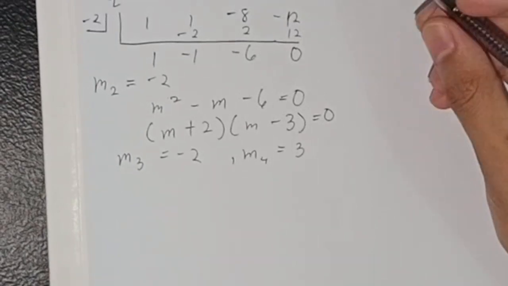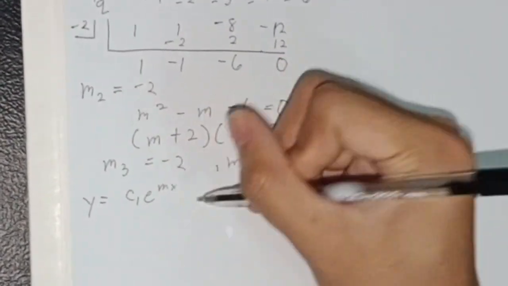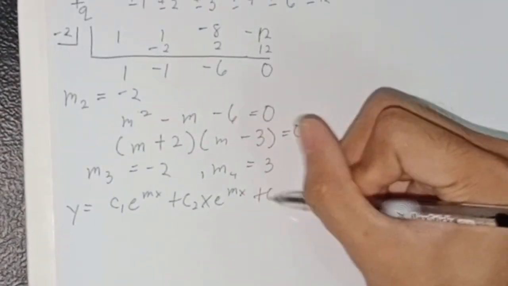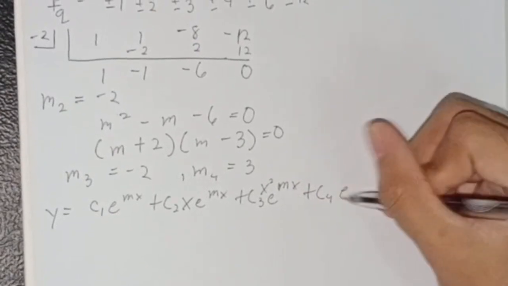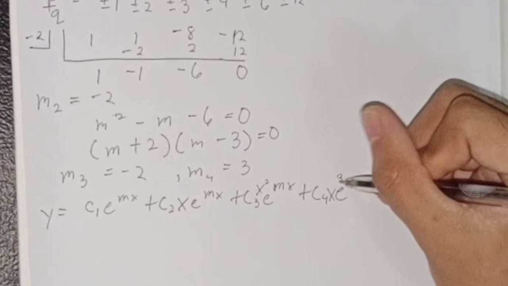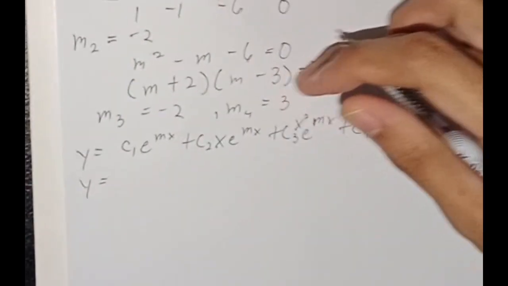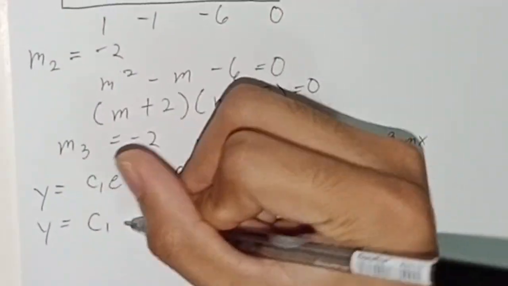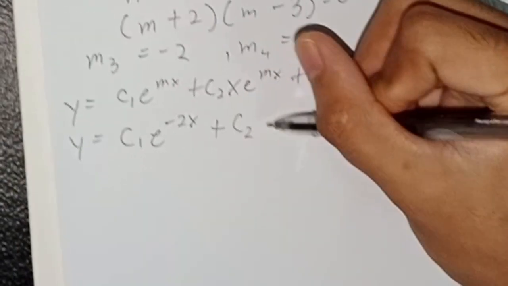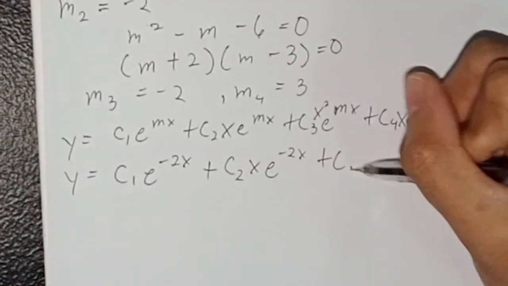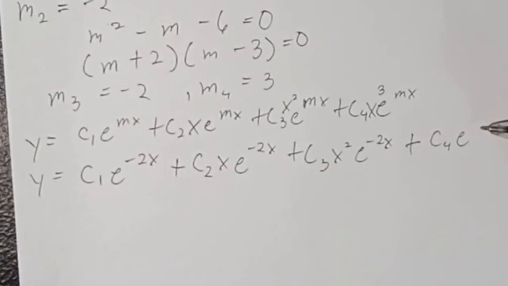The final answer, or the solution of auxiliary equation with repeated roots, is written in the form of y is equal to c sub 1 e raised to mx plus c sub 2 x e raised to mx plus c sub 3 x squared e raised to mx plus c sub 4 x cubed e raised to mx. Plugging in our roots, we've got 3 repeated roots and 1 distinct root. Plugging in our first root, that will be c sub 1 e raised to negative 2x. Because it's repeated, we will add x: c sub 2 times x e raised to negative 2x plus c sub 3 x squared e raised to negative 2x plus our distinct root, which is 3: c sub 4 e raised to 3x.